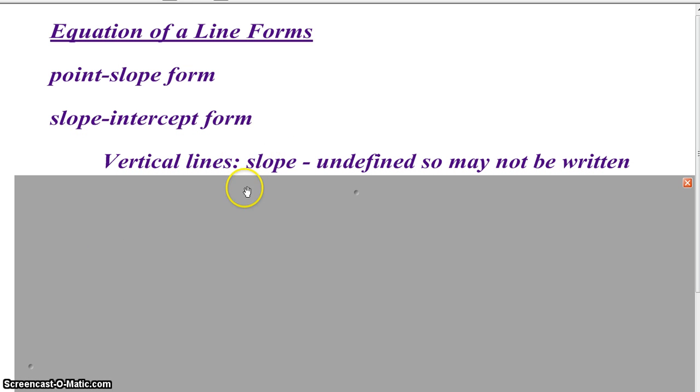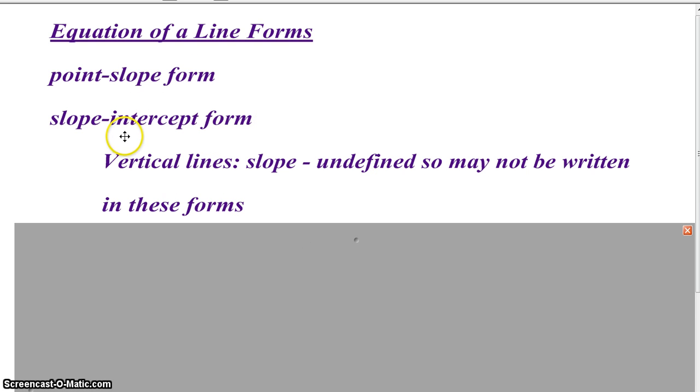So vertical lines, slope, all rise, no run. So the slope is undefined. So it may not be written in these forms. If we don't have a slope that is defined that we can use, we have nothing to plug into the slope part of these two forms.